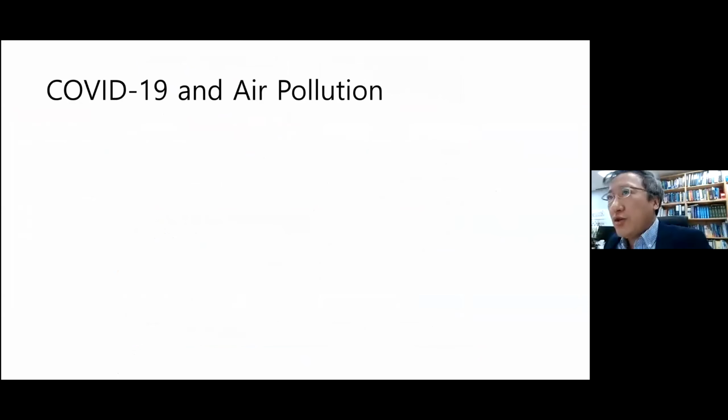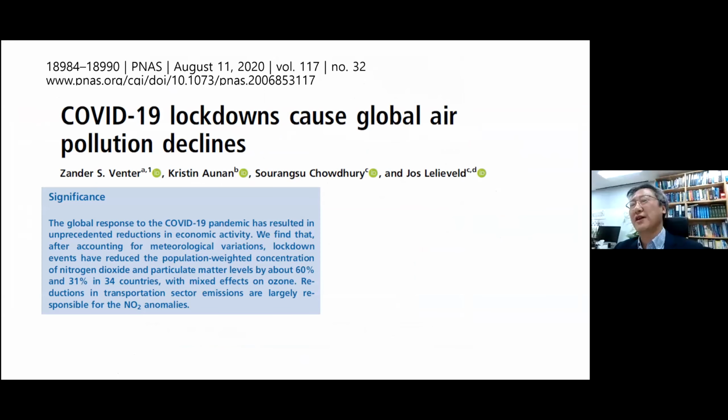And actually, my main research area is air pollution and health. So I'd like to show you some previous research on those associations, and this is something you can always think about.